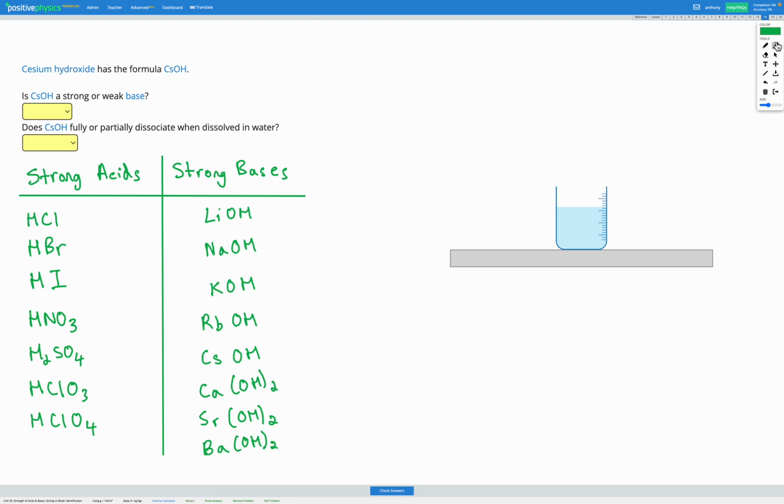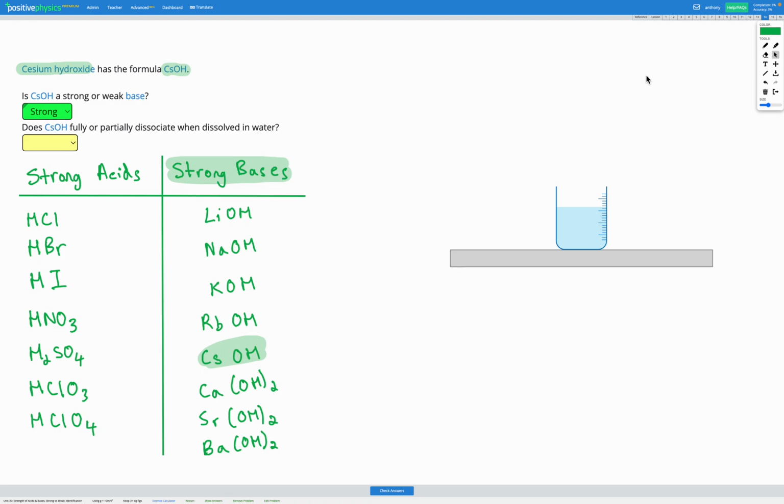So let's go ahead and try this question. This question is asking about cesium hydroxide. It tells us it has the formula CsOH. So we're going to look at our table. Does cesium hydroxide appear in this table? Yes, it does. Here it is. So that means it's a strong base. So we can fill that out here.